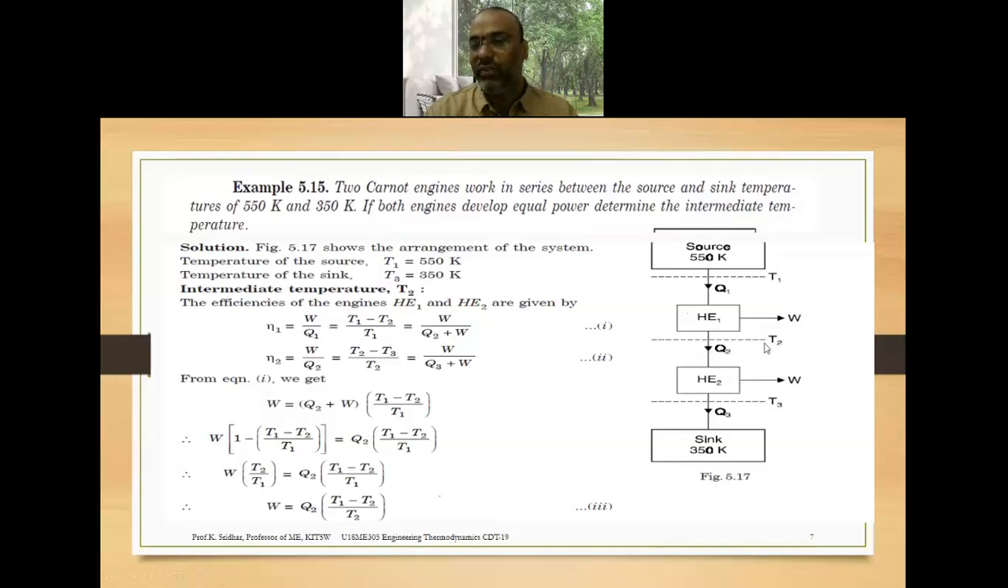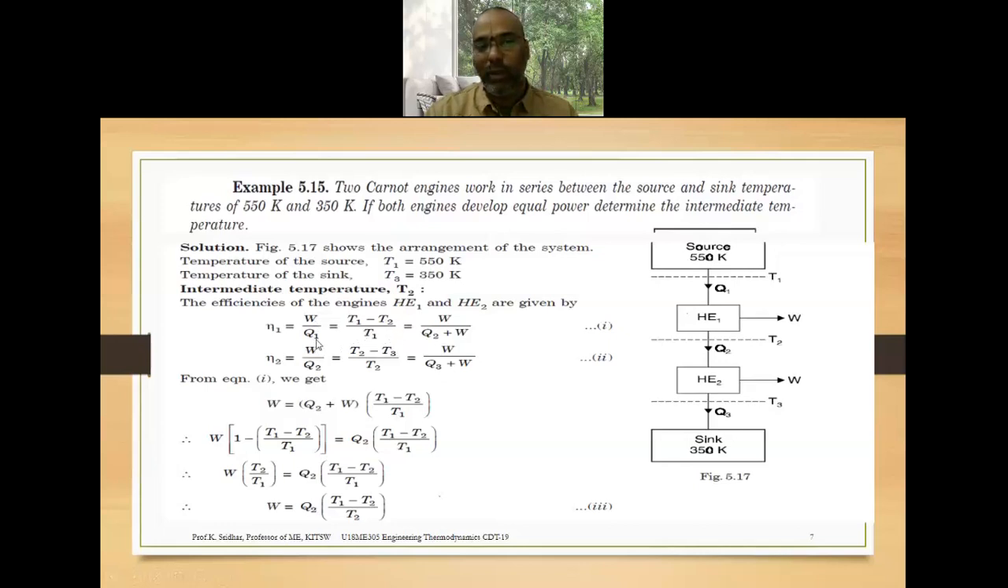That is, T2 is the sink for heat engine 1 and it is the source for heat engine 2. And in the problem it is given that W1 is equivalent to W2, that is, the work output by both the heat engines is the same. With that condition we have to find the intermediate temperature. Now write down the efficiency for the first heat engine: efficiency 1 is equivalent to W by Q1, that is, T1 minus T2 by T1.